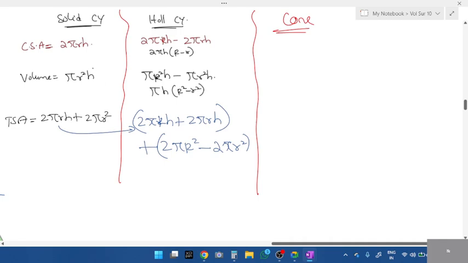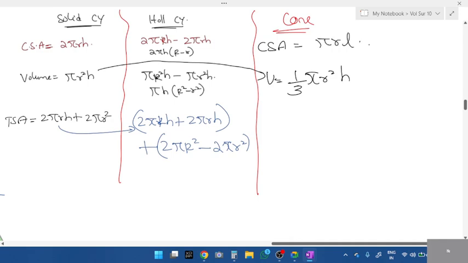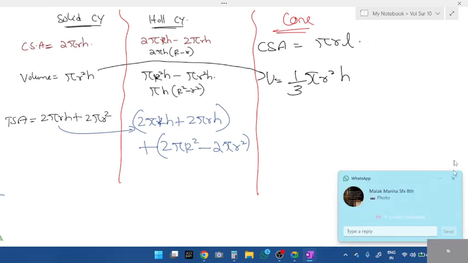Okay, cone. Relate it with the solid cylinder. What is the cone formula? All of you respond. Volume is equal to 1 by 3 pi r square h. Very good. Next, curved surface area. Instead of 2 pi r, it is just pi r. Pi r into L. Correct.